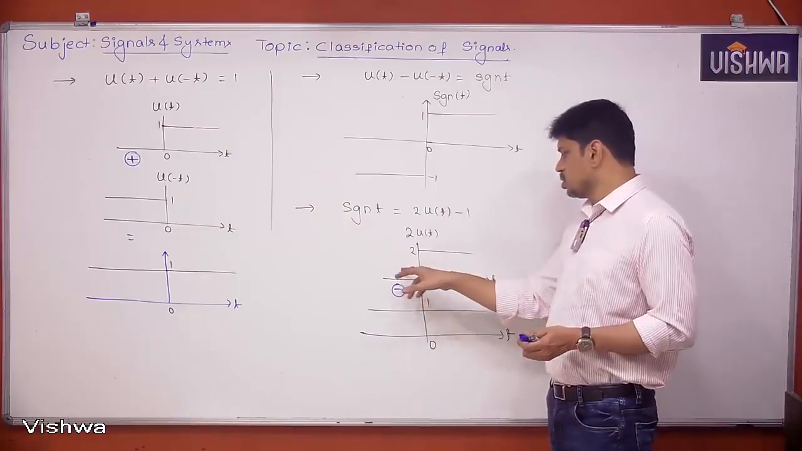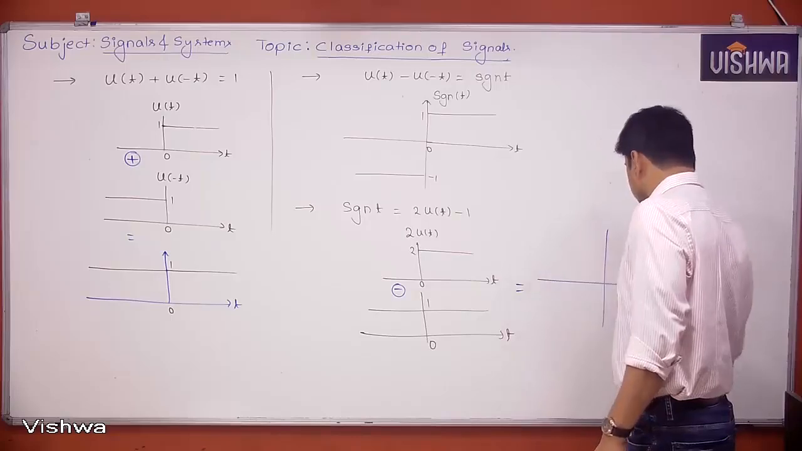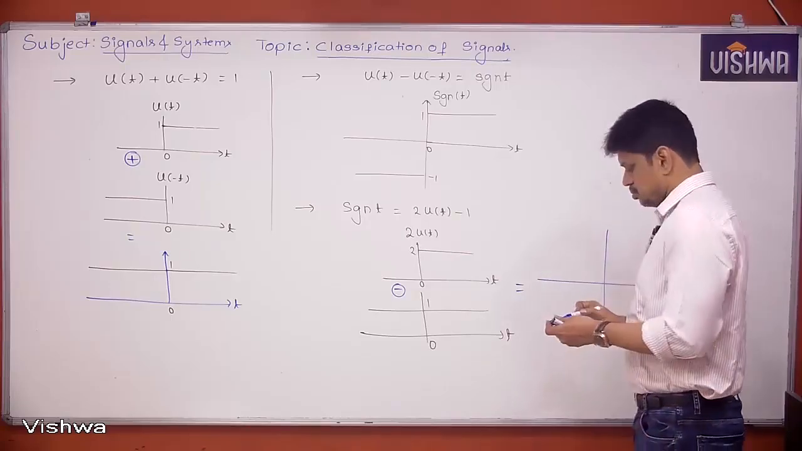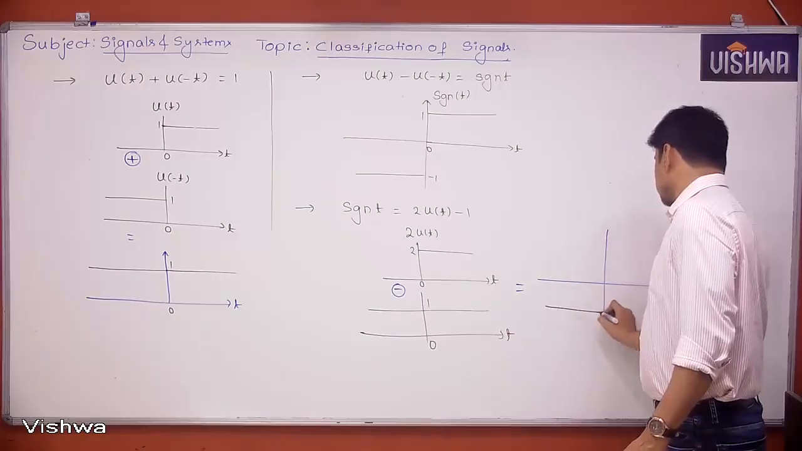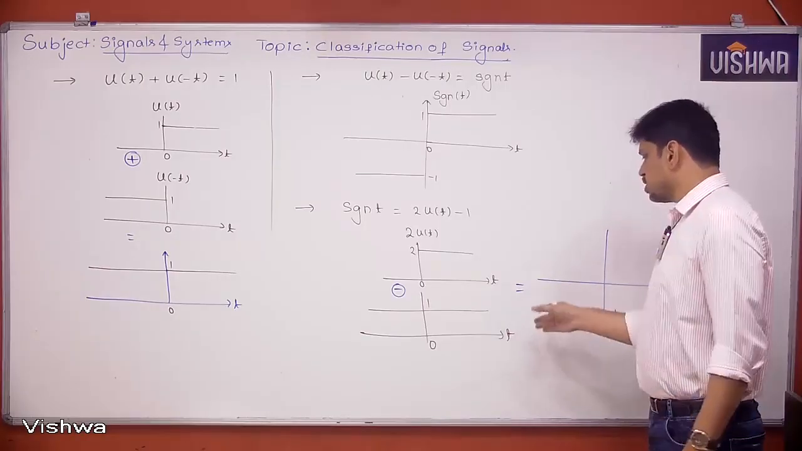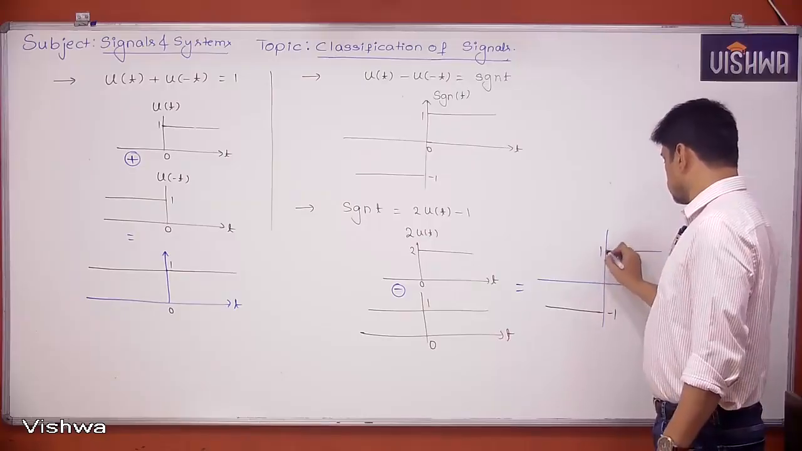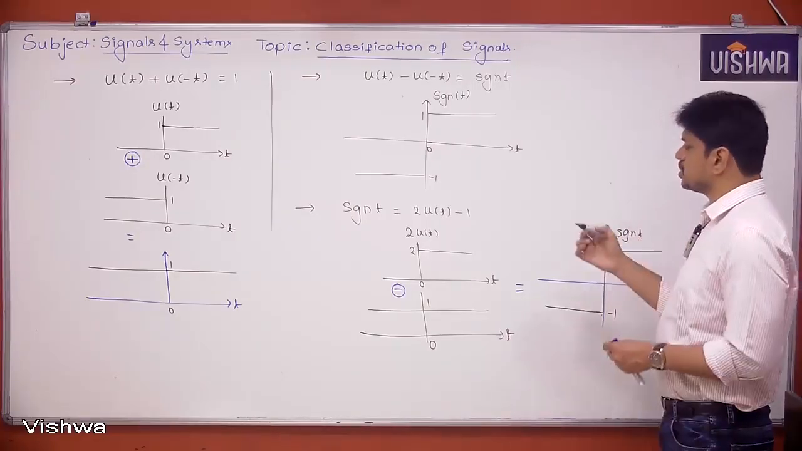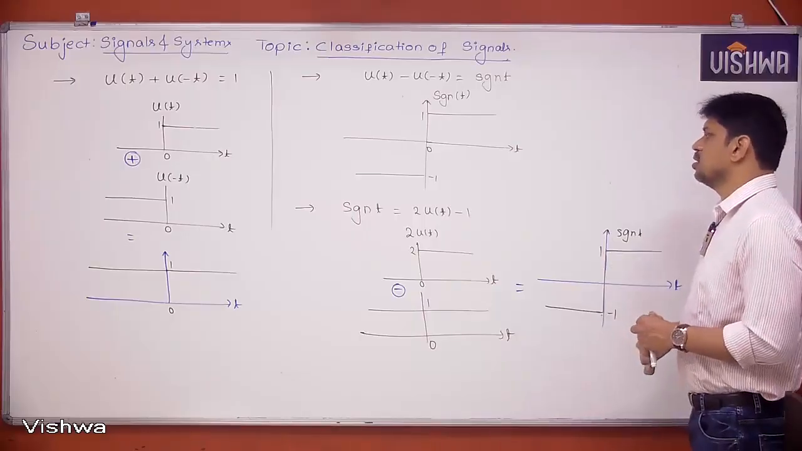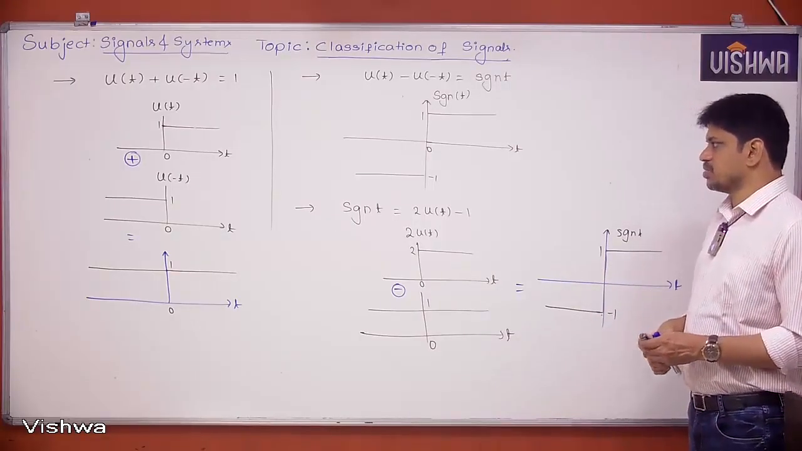Before 0, 0 minus 1, minus 1. After 0, 2 minus 1, 1. So this is also a signum function. So signum function can be represented in two ways, u of t minus u of minus t, or 2u of t minus 1. Okay, take them.